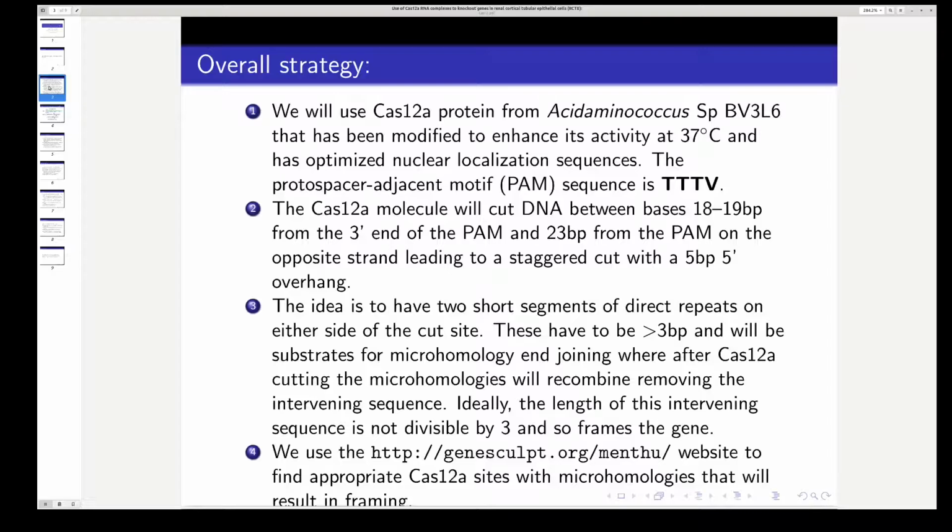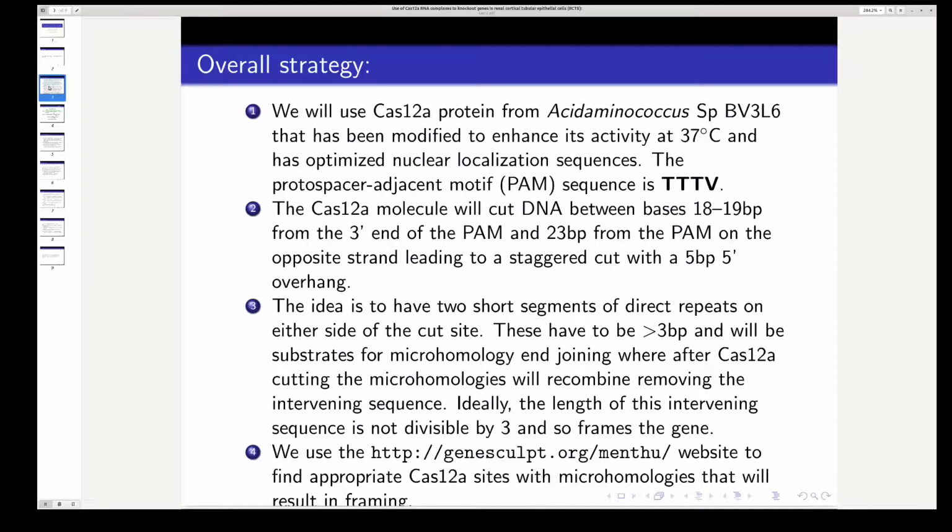All Cas12a's sites must begin with that 5' to 3'. The Cas12a molecule will cut DNA 18 to 19 base pairs from the 3' end of the PAM and 23 base pairs from the PAM on the opposite strand, leading to a staggered cut with a 5 base pair 5' overhang. Now the strategy we're going to use is we're going to try to utilize microhomology end joining. And so the idea is to have two short segments of direct repeats on either side of the cut site. These have to be greater than 3 base pairs in size, and will be substrates for the microhomology end joining after Cas12a cuts between the two direct repeats.